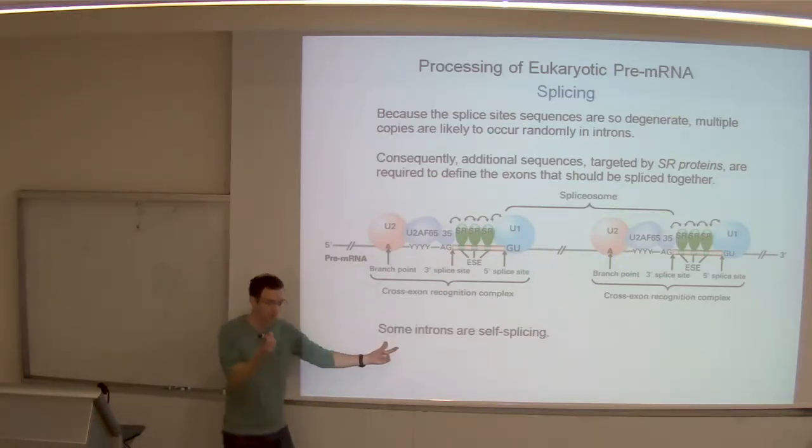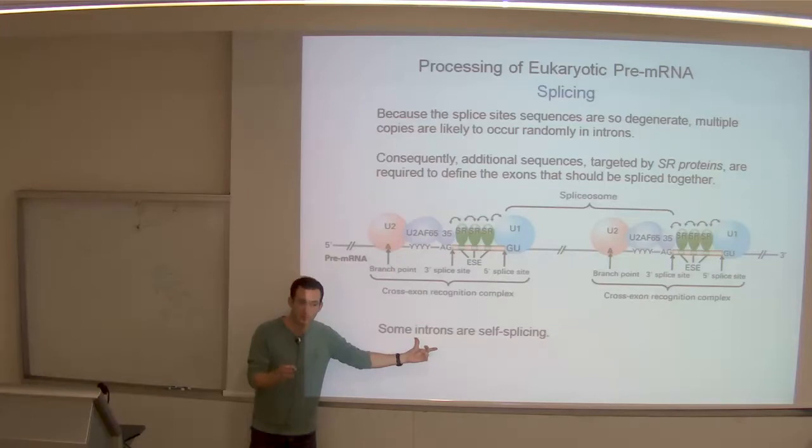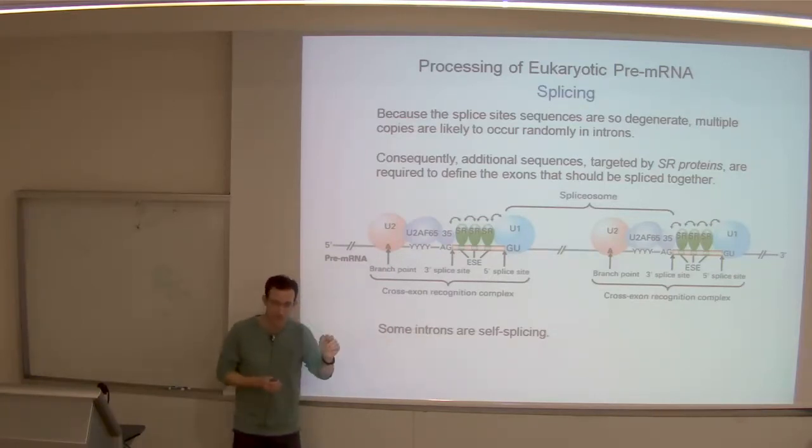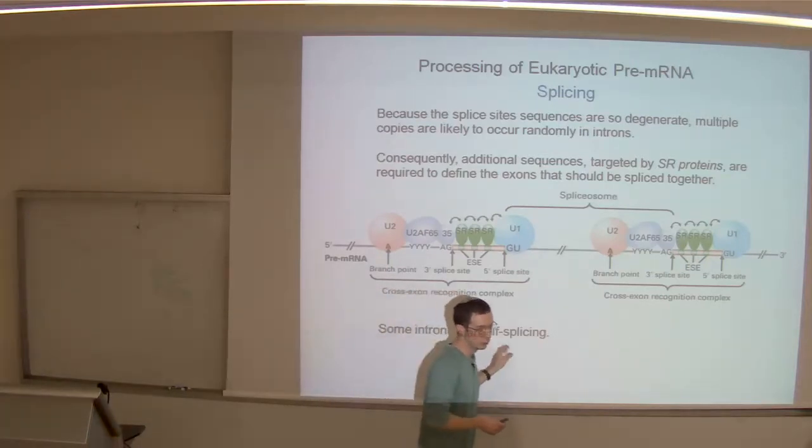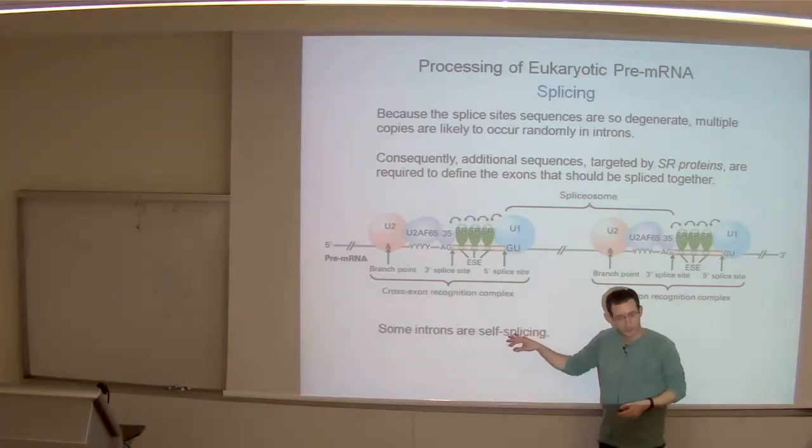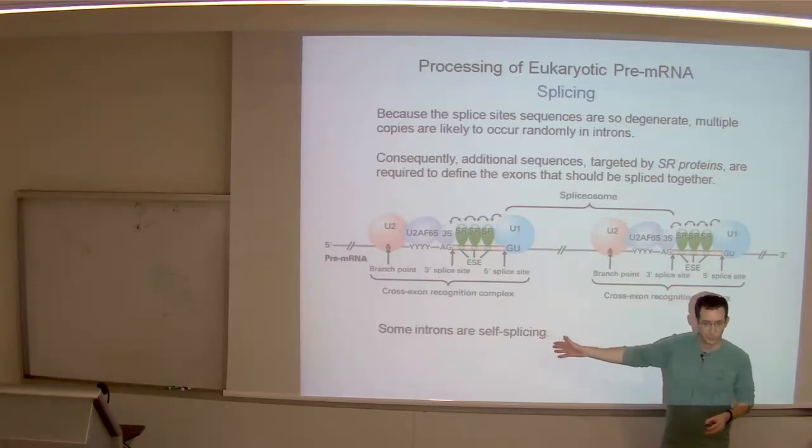Okay, so you take these introns and you put them in vitro in a test tube, and they can splice themselves out of the messenger RNA sequence. That's what we see. You don't have to have any of the spliceosomal components for them to be spliced.